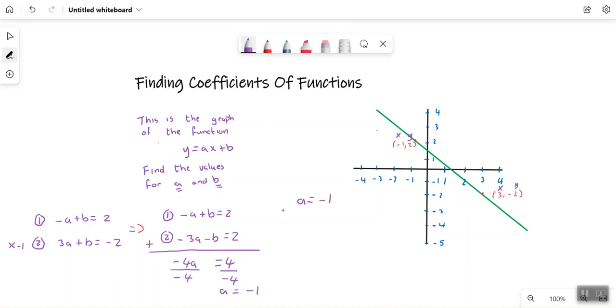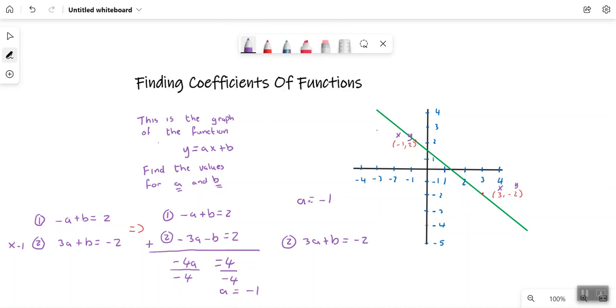So now what we have to do is work out what the value of b is. What we do is we just take one of the original equations. So if we take this first equation here, minus a plus b is equal to 2. Actually, let's take the second one instead. So let's go with this second one here. You can take either of them, but let's take equation 2, so 3a plus b is equal to minus 2.